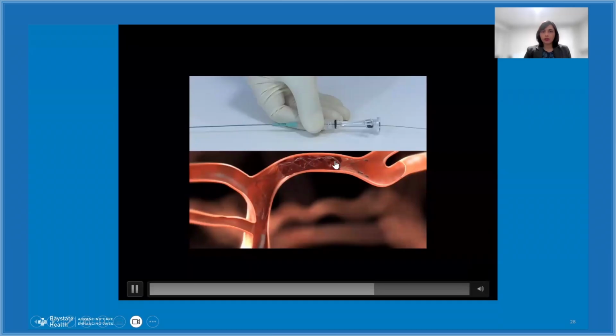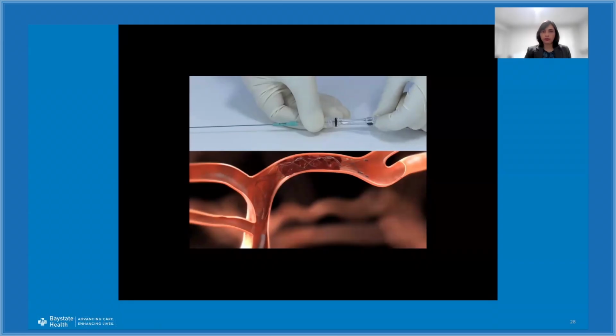So essentially, the clot is interacting with this device, and we give some time for the clot to kind of settle within the stent retriever.